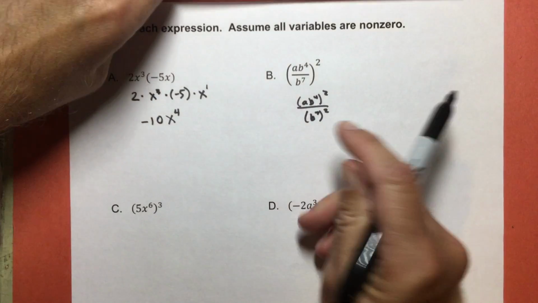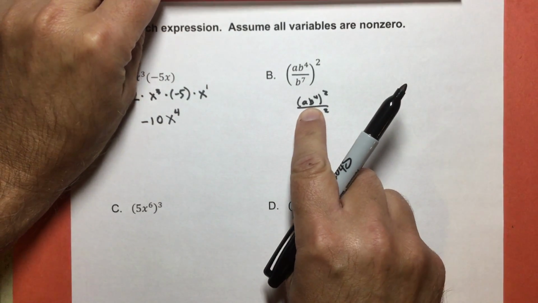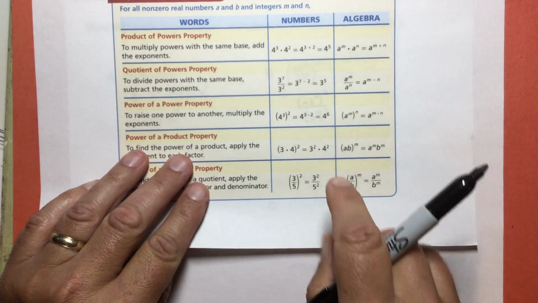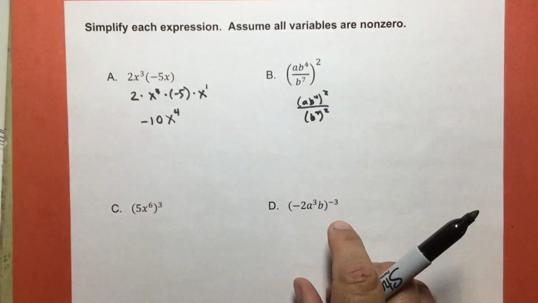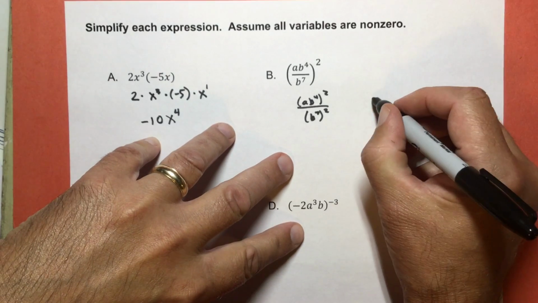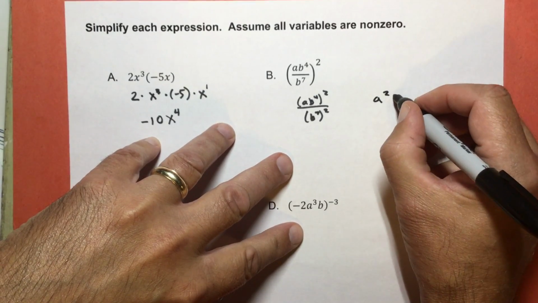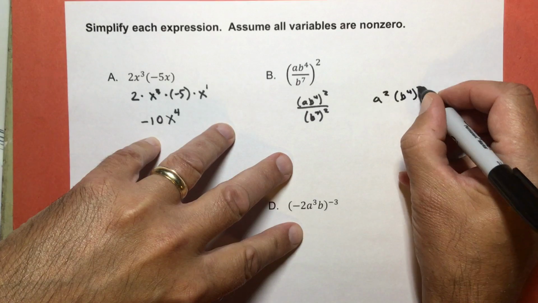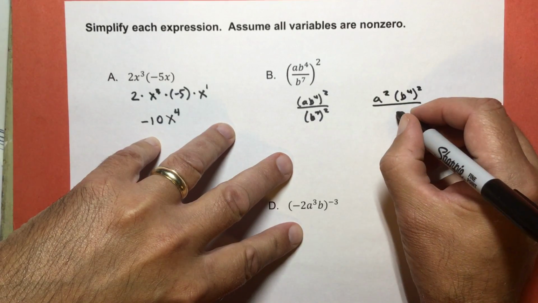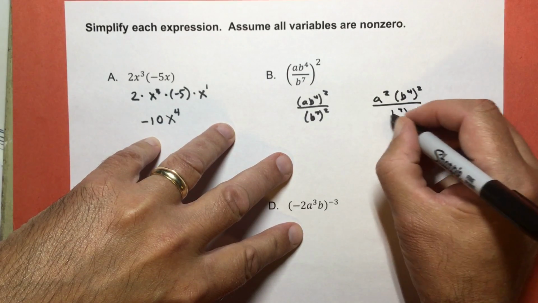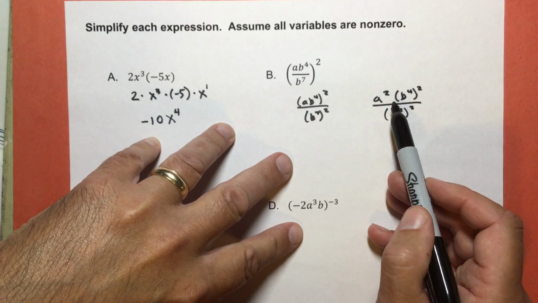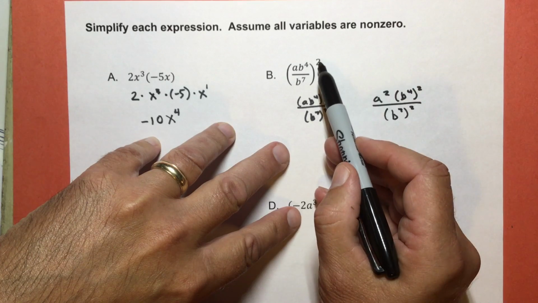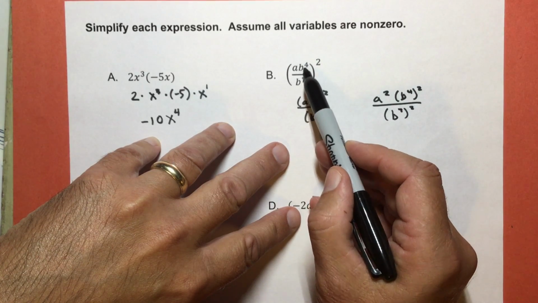Now, the next property I'm going to use is in the numerator, the product property. So I get a to the 2nd times b to the 4th to the 2nd. And down here I got b to the 7th to the 2nd. Now, I could have skipped from here straight to here if I put them together. Just remember that exponent goes on that, and that.